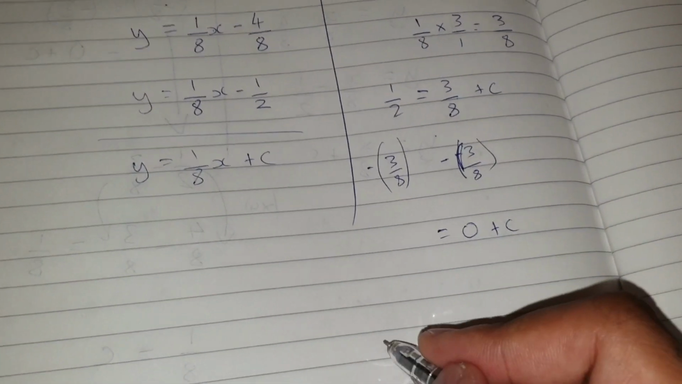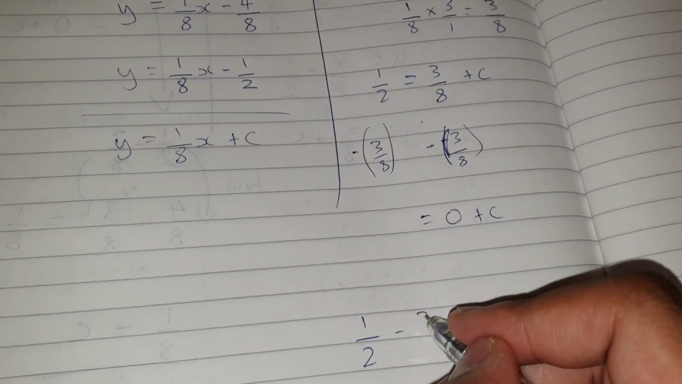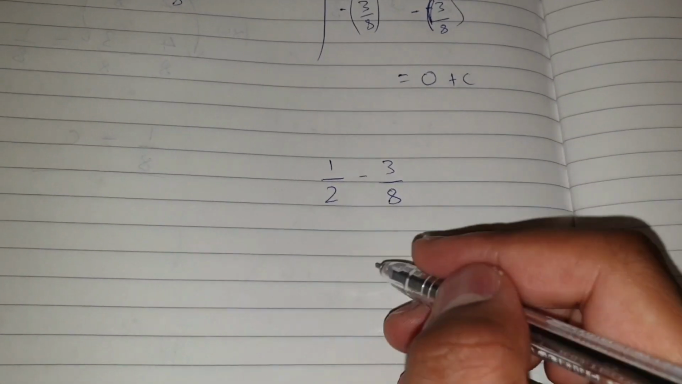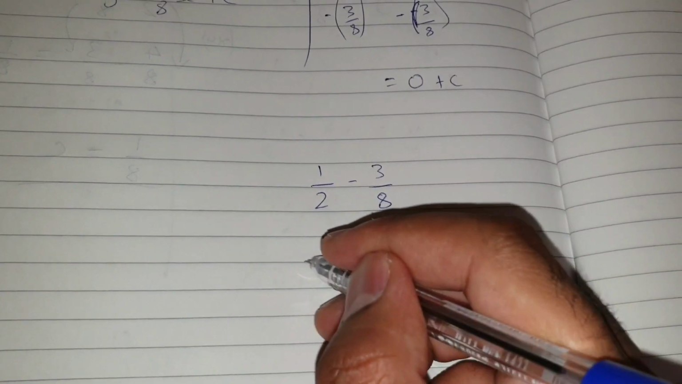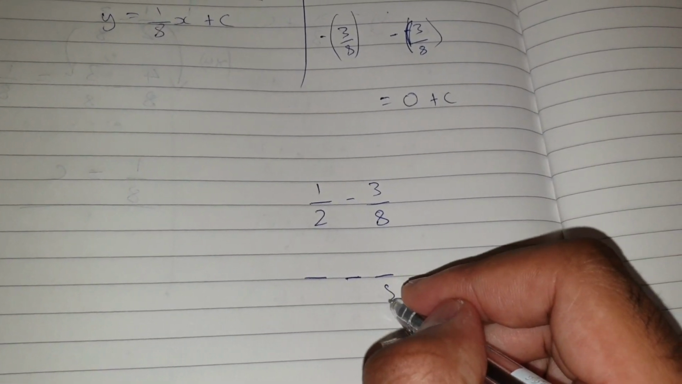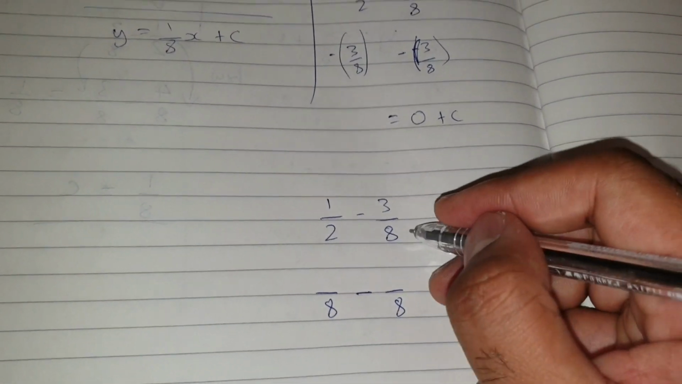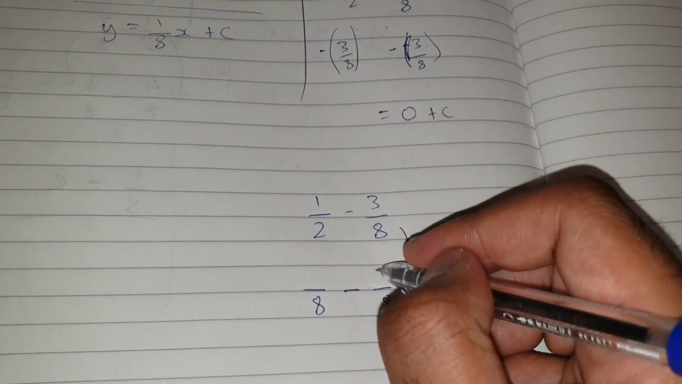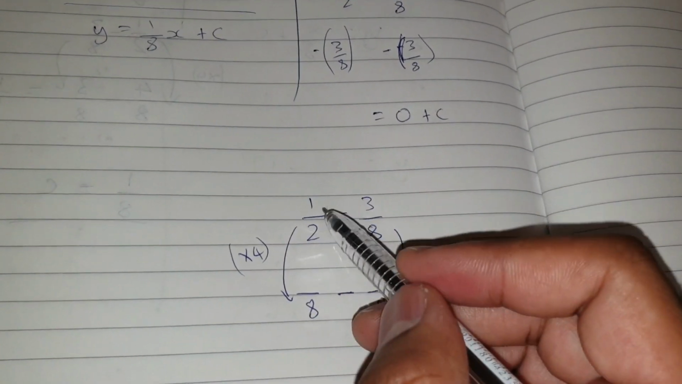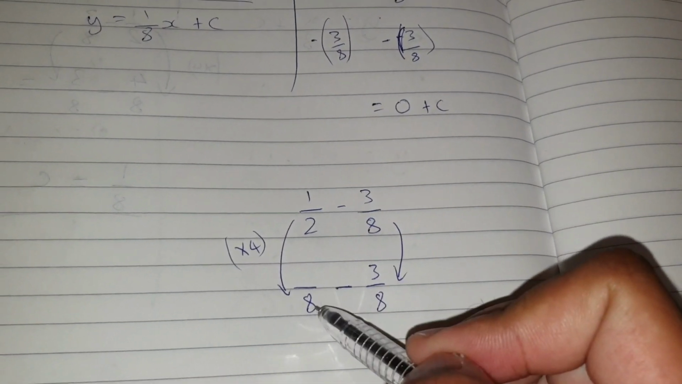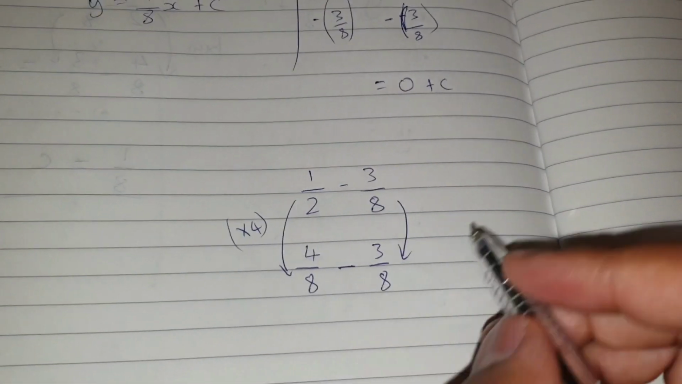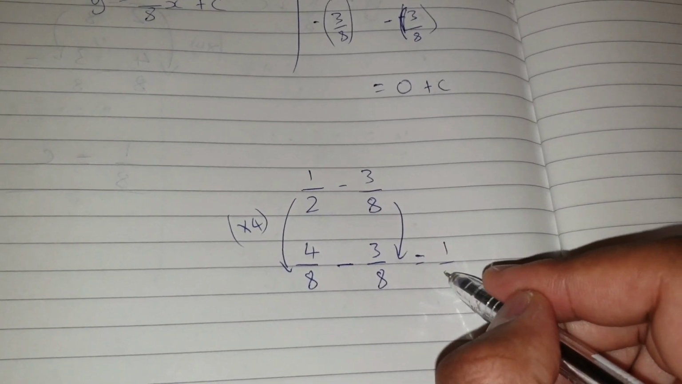So let's do that one. 1/2 minus 3/8. Well, first of all, they don't have the same denominator, so we need to change the denominator so that it's the same. Lowest common multiple of both of these would be 8. So this one stays the same, 3/8, and this one we have to multiply by 4 in order for us to get 2 to become 8. So 1 times by 4 is 4. 4/8 minus 3/8 is simply 1/8.